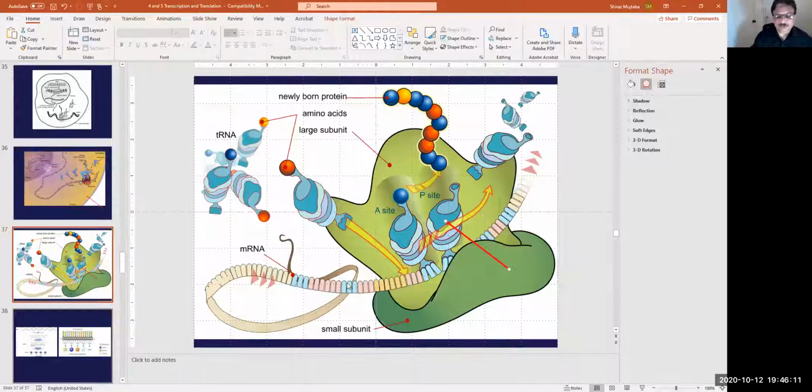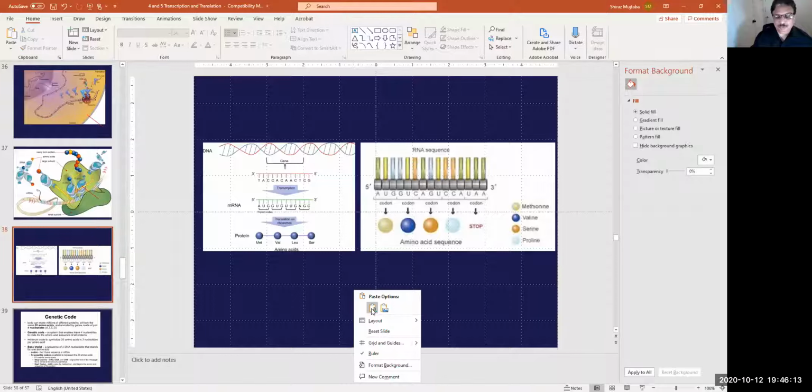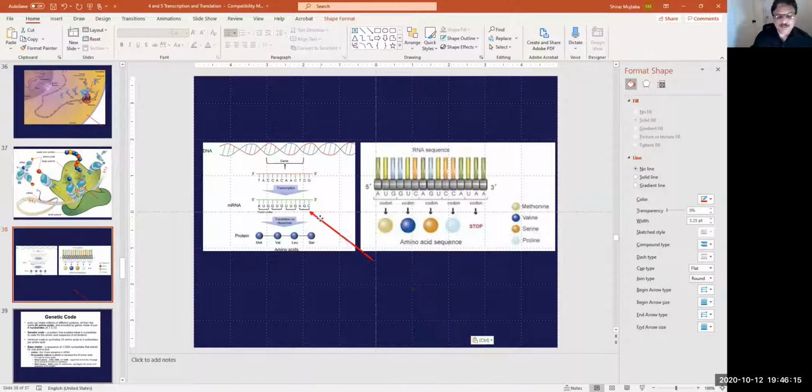Now the biggest question that should come to you: what is mRNA? mRNA is a stretch of ribonucleotides. On this mRNA, three nucleotides are called triplet nucleotides.